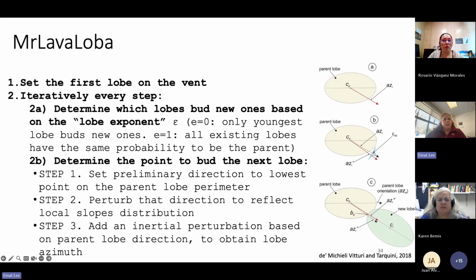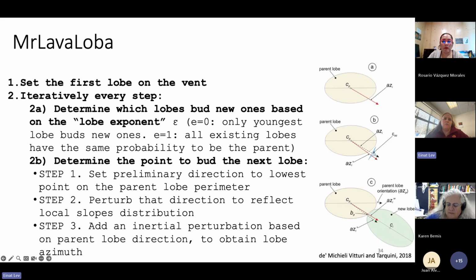The next model has actually been used extensively during the eruptions in Iceland by the Icelandic Met Office to forecast where the lava would go. It's called Mr. Lava Loba. Here's the reference. Rather than spreading from grid cell to grid cell, they keep a database of lobes. So it can have an initial or mother lobe, and then there are deterministic and probabilistic rules for how to make the daughter lobe.